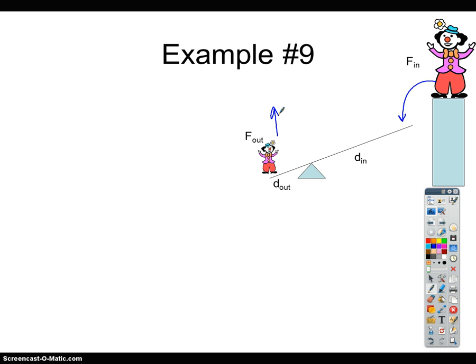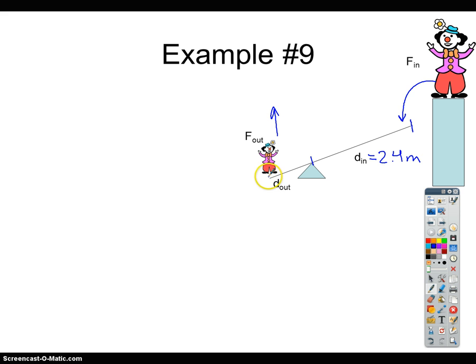And the first question that they have for us is, what is the ideal mechanical advantage of the seesaw? There's some numbers that we need for this one. Primarily, we need to know the distance in. The distance in is always from the first thing that's happening. So you'll notice that this clown is jumping down on this end, and so this end, the distance in, would be equal to 2.4 meters.